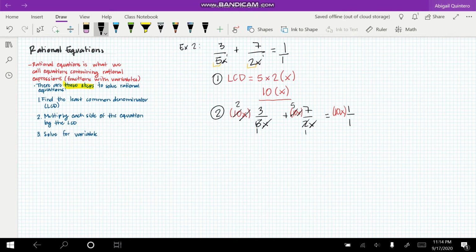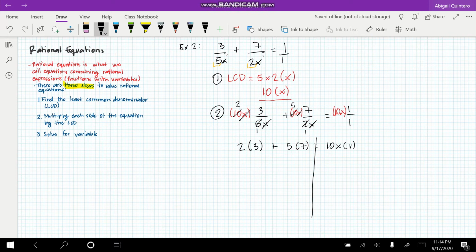And then here 10x times 1 over 1 is just going to stay as 10x. We don't have an x on the bottom or a number by which 10 can be divided, right? The 1 is just going to still make it a 10. It's not going to change. So this is just going to stay as it is. So if I rewrite what I have left, I will have 2 times 3 plus 5 times 7 equals 10x times 1.